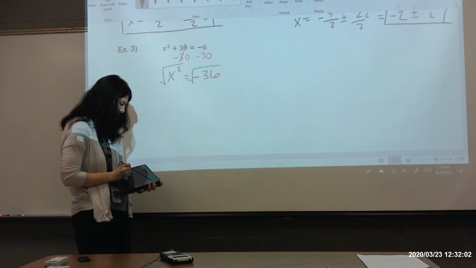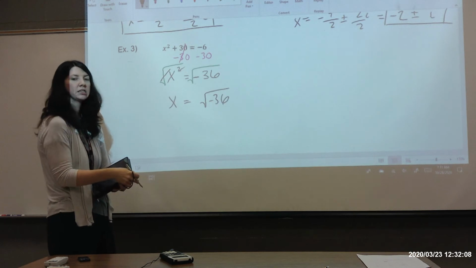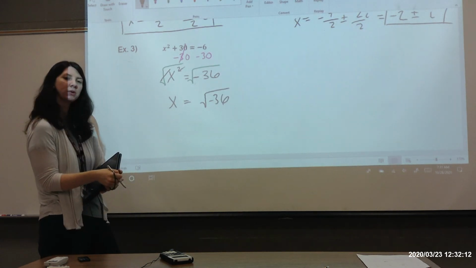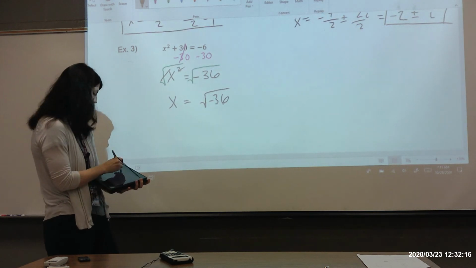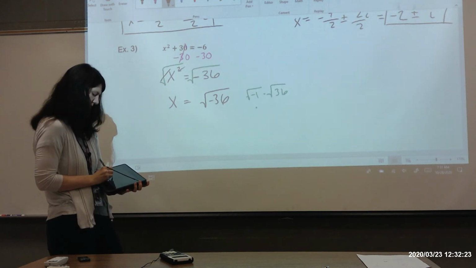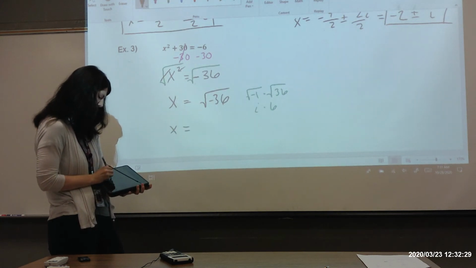So I'm going to take the square root of both sides. Okay? So a square root and a square cancel, I'm left with just x. So x equals square root of negative 36. Okay. What is the square root of negative 36? Good, if you split it apart, you get square root of negative 1 times the square root of 36. Square root of negative 1 is i. Square root of 36 is 6. So we get 6i.